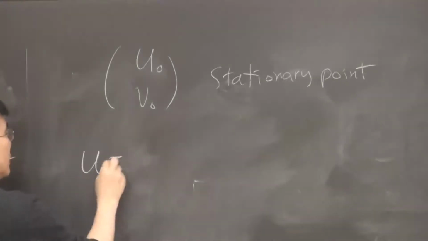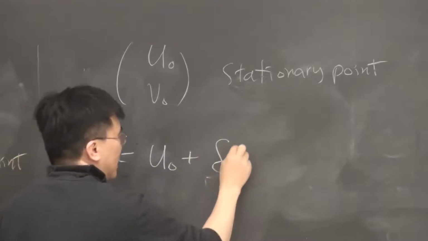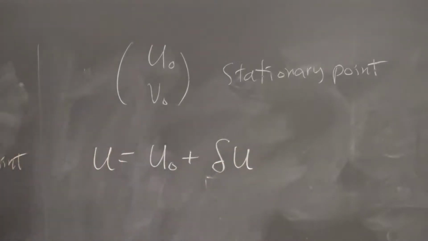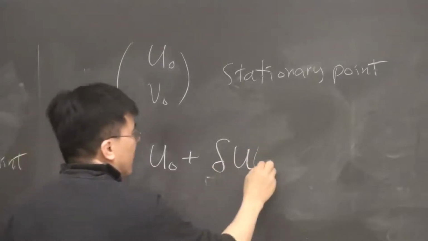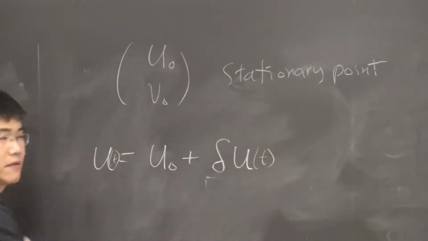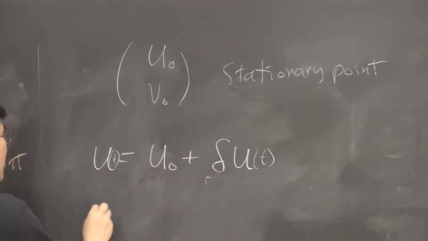So now u is u0 plus delta u. And delta u can be a function of t, while u0 is not a function of time, so it's a constant. Same for v.